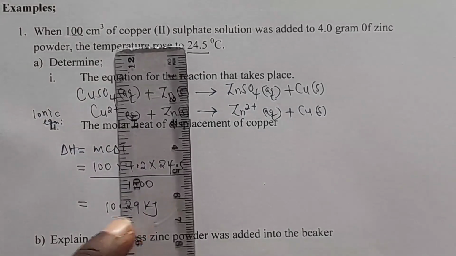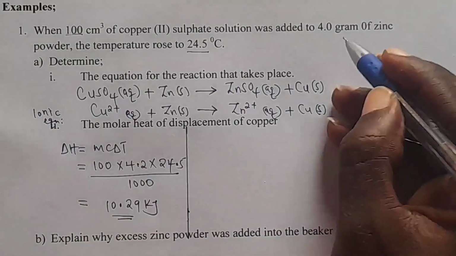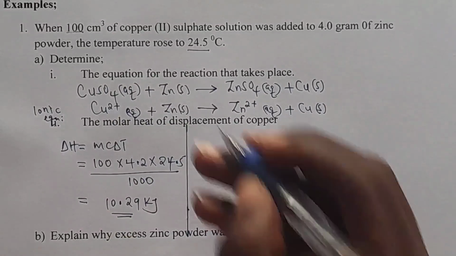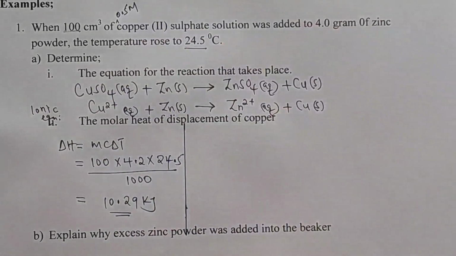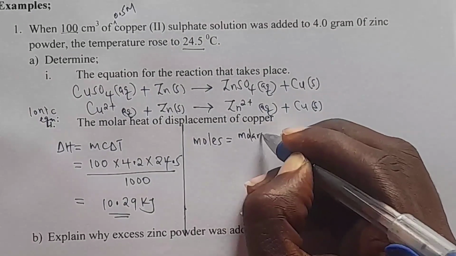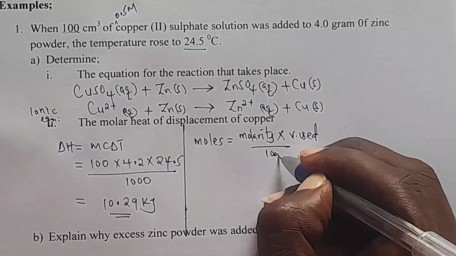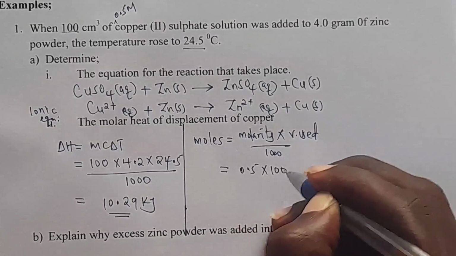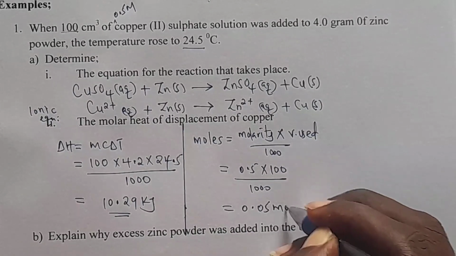The next procedure is for us to calculate the number of moles. Here for copper, I'm given 100 centimeter cube of 0.5 mole copper(II) sulfate. So we can get moles. Moles is given by molarity times volume used over 1000. In our case, our molarity is 0.5 times our volume used, 100, divided by 1000. Here we are going to get 0.05 moles.